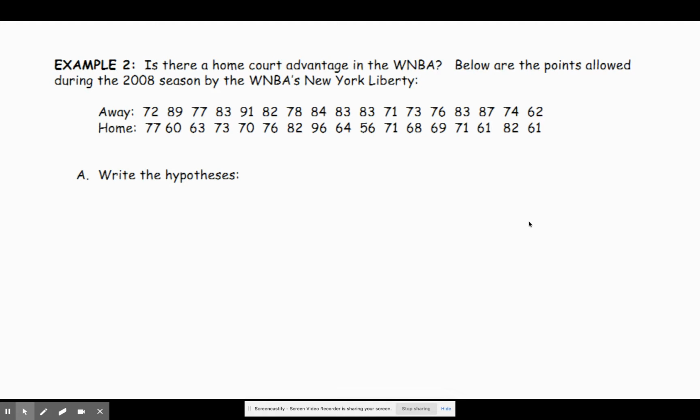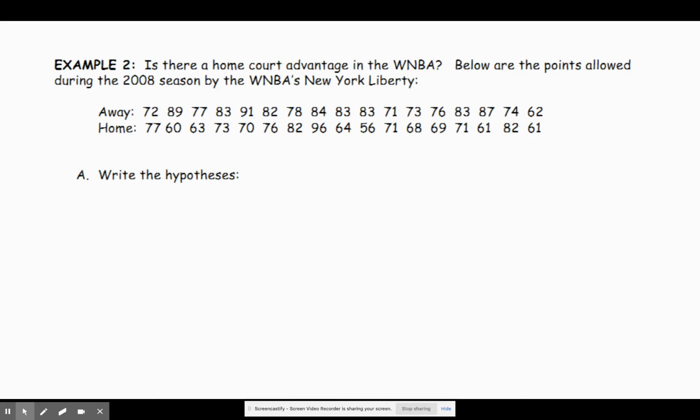In example 2 in lesson 5.5, we are looking at the situation again of home court advantage. This time we're looking at some data from the WNBA, and we're looking at points allowed during the 2008 season by the New York Liberty. So we have the number of points that they allowed in away games versus home games.